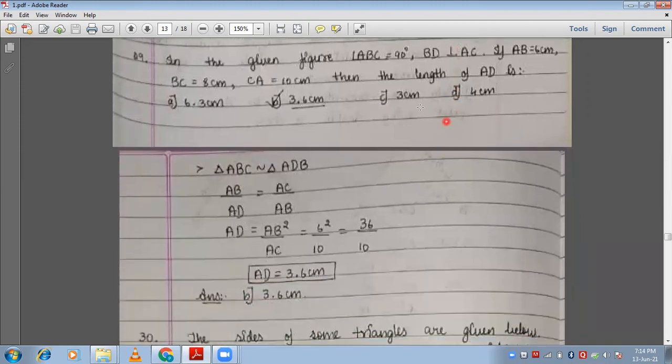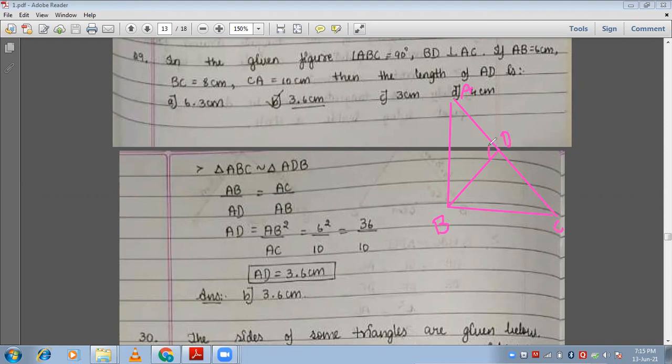Next, 29th. In the given figure, angle ABC equals 90 degrees, BD is perpendicular to AC. If AB equals 6 centimeter, BC equals 8 centimeter, CA equals 10 centimeter, then the length of AD is dash. Here you can apply 2 methods. So this is triangle ABC, and BD is perpendicular to AC. This is the perpendicular line. This is A, B, C, and this is D.